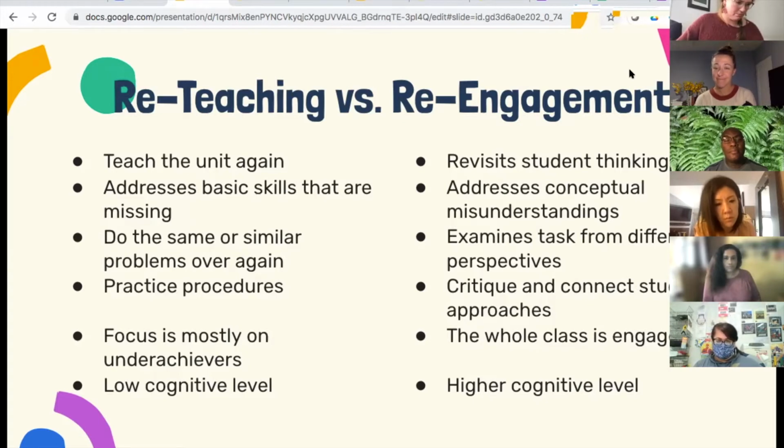If I may. Please. I really like the one that says the whole class is engaged, because yes, we tend to try to help the ones that are, let's say, underachievers, but the ones that are on task, we still need to somehow give them guidance to advance from where they are. So I like that the whole class is engaged.